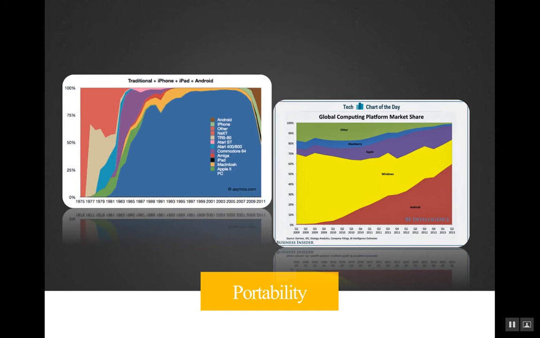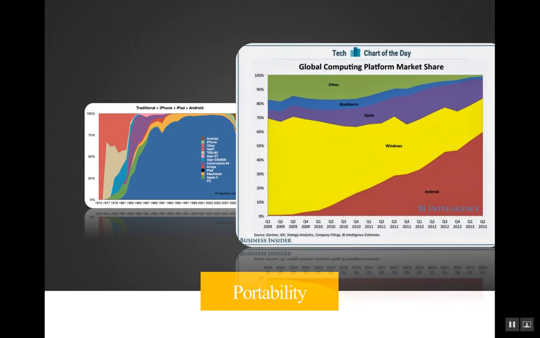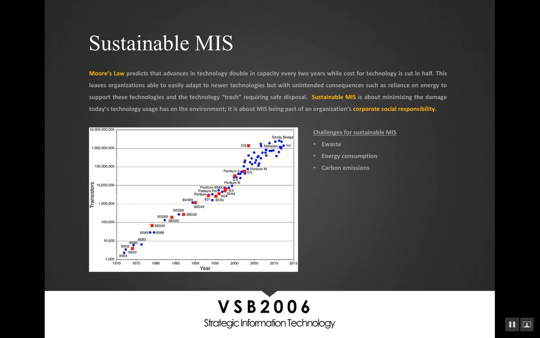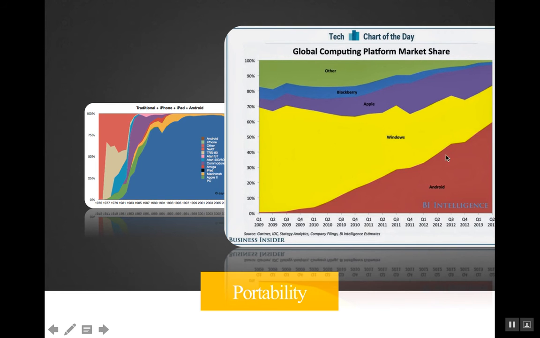Another chart here is a breakdown of the types of platforms that are out there. Platforms being hardware, software, or combinations of hardware and software that you run systems on. As we see here, there is a pretty significant impact of Android.